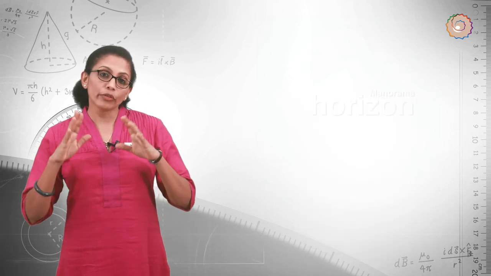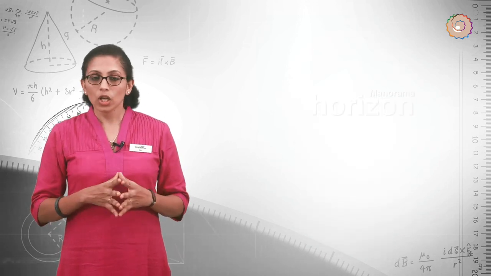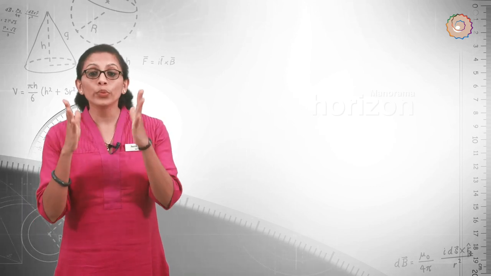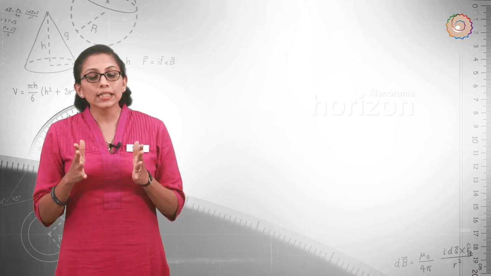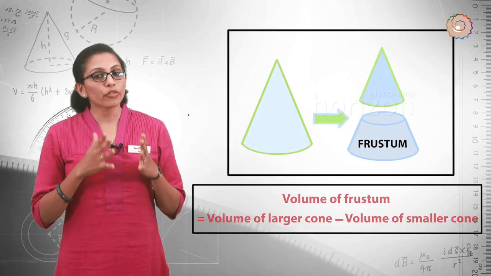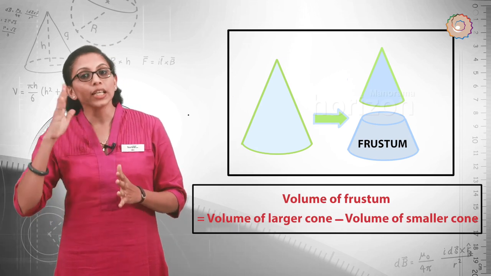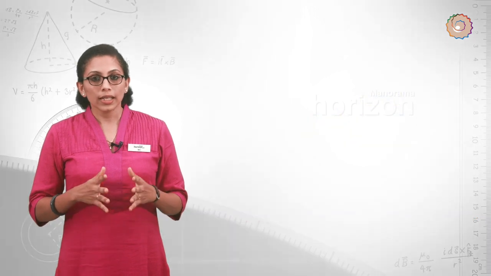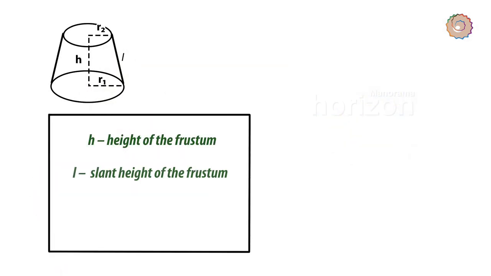Let's now discuss the volume of the frustum of a cone. What is the volume of the frustum? As we can see, a frustum is a combination of solids. It is the bottom portion of the truncated cone. Volume of frustum is equal to volume of the larger cone minus volume of the smaller cone. Let h be the height, L be the slant height, and R1 and R2 be the radii of the ends of the frustum of a cone. Also, R1 should be greater than R2.